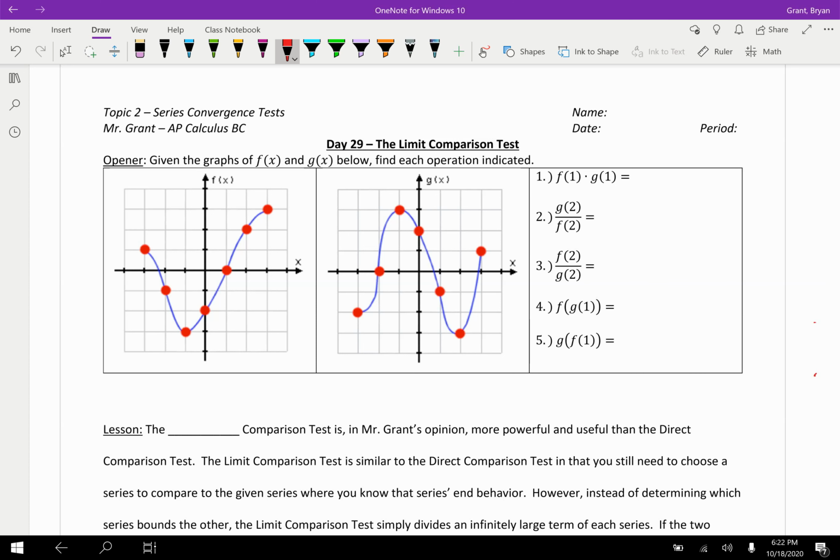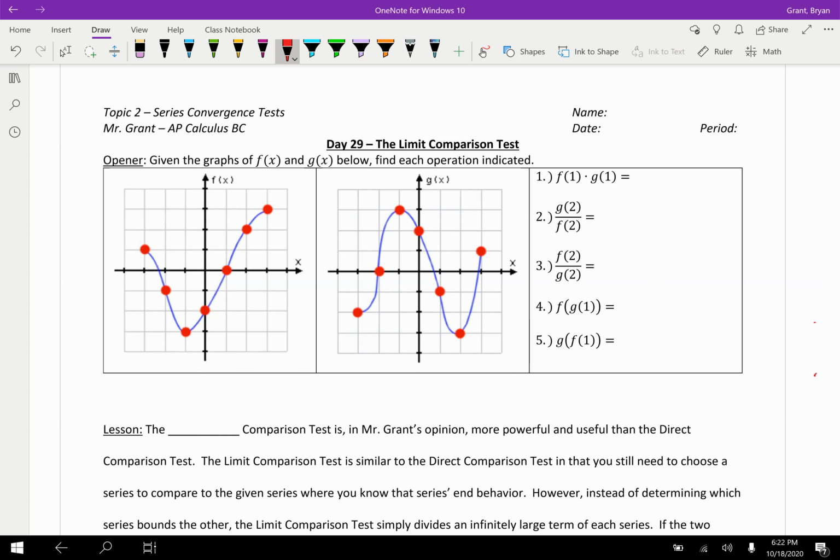Welcome to day 29 of AP Calculus BC. We're still in the midst of our series convergence tests, though we are almost at the end. You can see the light at the end of the tunnel. This is day 29 out of 31 lessons, so we've got today and two more, nothing too bad.